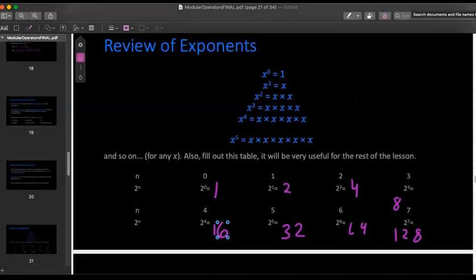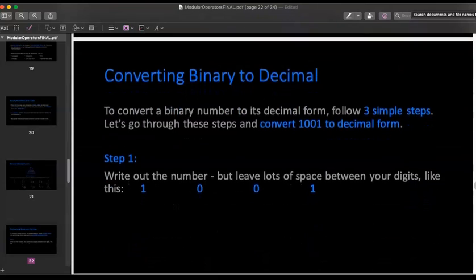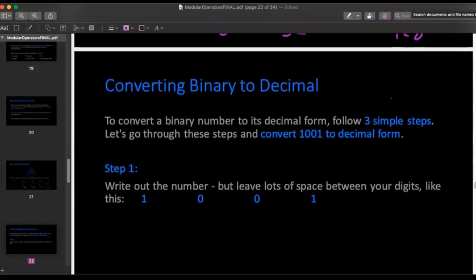So now that we reviewed some exponents, let's talk about actually converting. So when we convert binary to decimal, we are going to rewrite our numbers. Step one is we write out our number, right? So if I have 1, 0, 0, 1, I'm going to write it, but I'm going to leave some space in the middle because we're going to be doing some other stuff with it.